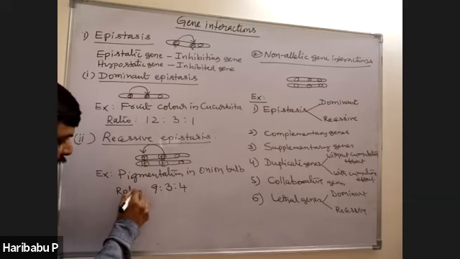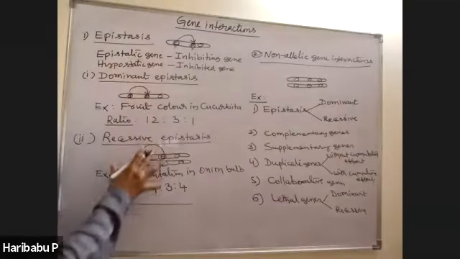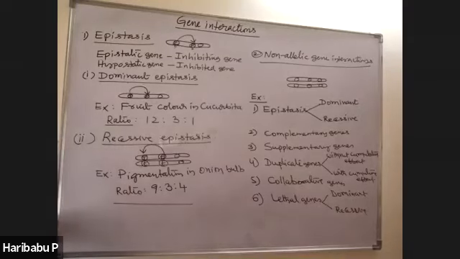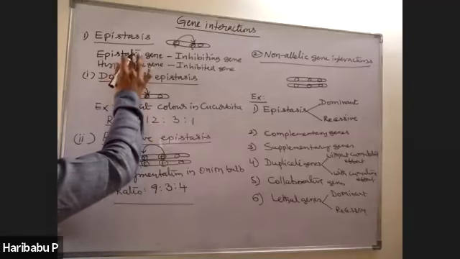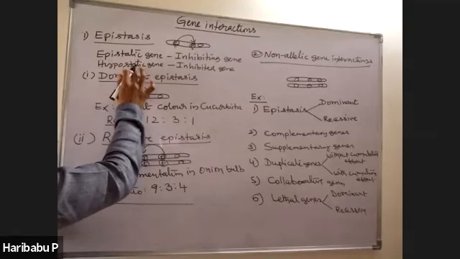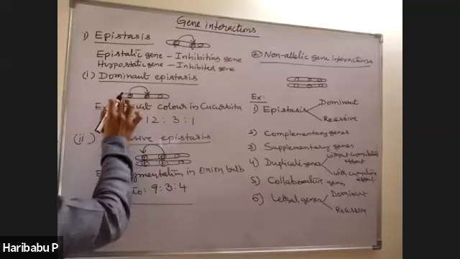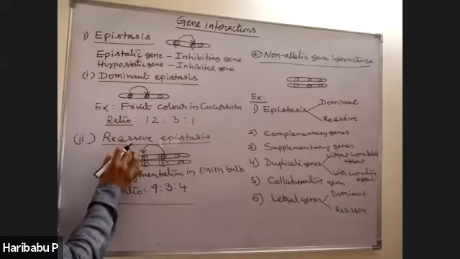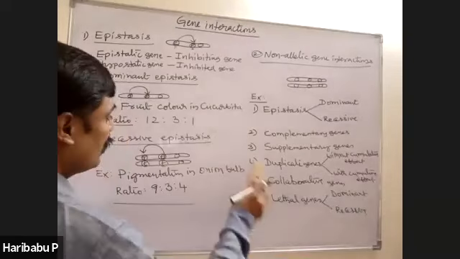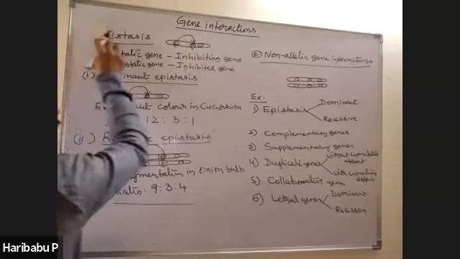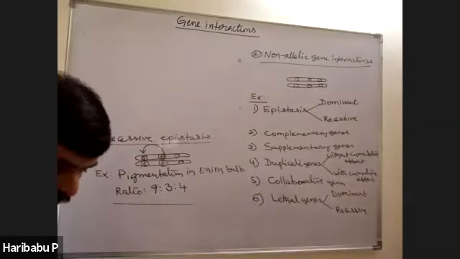9:3:4. This is the modified ratio. So this is about epistasis, right? You have to remember what is epistatic gene, what is hypostatic gene, meaning of dominant epistasis, example, ratio, recessive epistasis, example, ratio. These are very important. Then complementary genes, the second one.